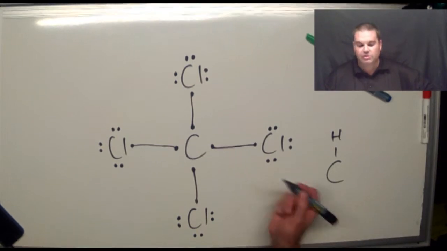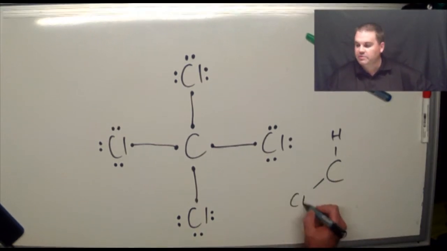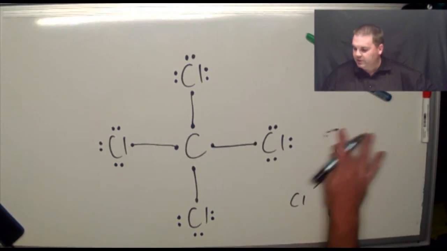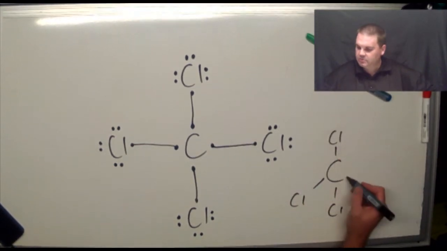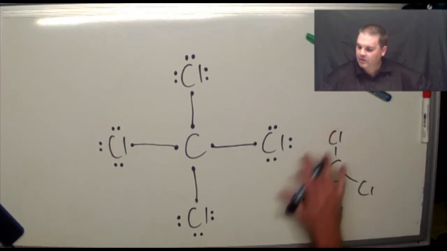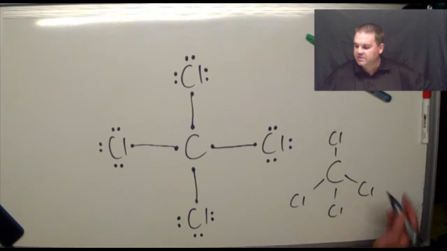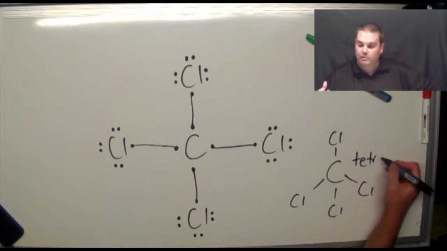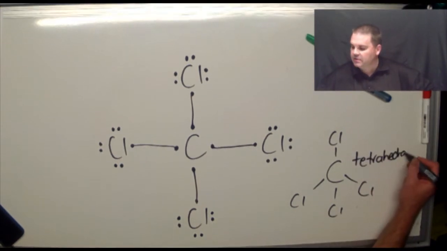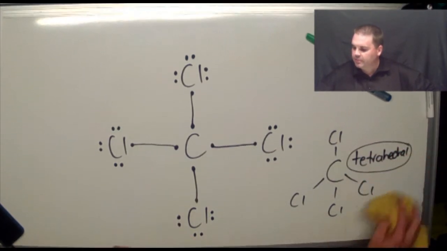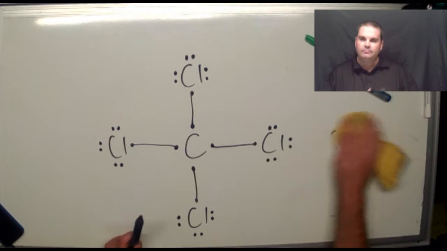Like the trigonal pyramid, we end up with 1 chlorine, this one coming out of the page. Don't know why I've done a hydrogen there, sorry. Okay, and 1 chlorine here going into the page, and we end up with those 4 central atoms. Obviously, the word for 4 is tetra, so it is a tetrahedral shape. Okay. Now, those are pretty straightforward.